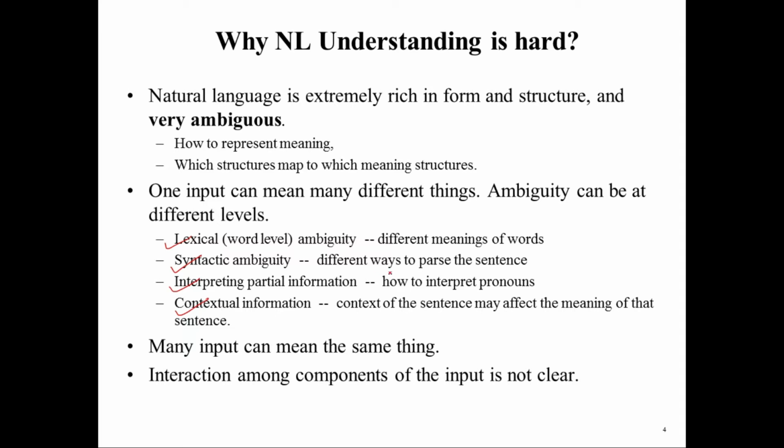Sometimes we use a sentence in a different context, so the context must be understood by the machine if it is to be more accurate and meaningful. Many inputs can mean the same thing, and the interaction among components of the input is not clear. So natural language understanding is hard because of ambiguities at different levels: word level, sentence level, contextual level, interpreting level. These are the big hurdles in understanding natural language.